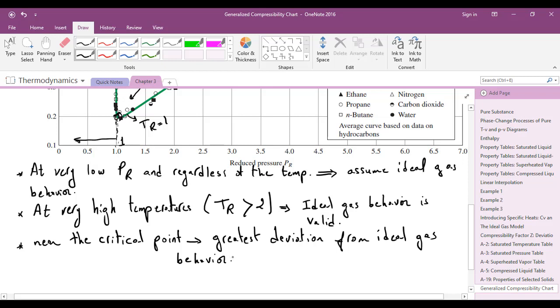So in the next video we will solve an example using the generalized compressibility chart.